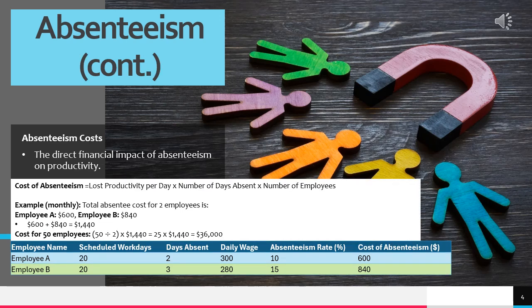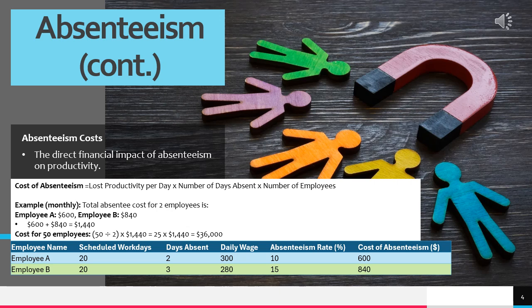Absenteeism cost is the direct financial impact of absenteeism on productivity. This is calculated by multiplying the lost productivity per day, the number of days absent, and the number of employees. For example, if the average employee produces $280 worth of output per day and 10 employees are each absent for 5 days, the total cost of the absenteeism would be $10,000.